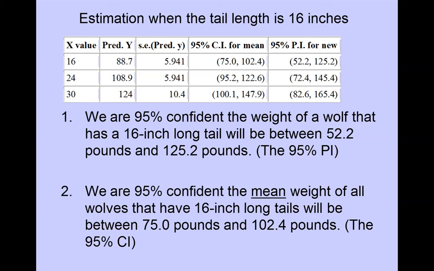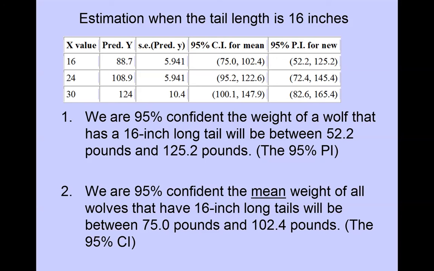So then what we want to do is go back to our chart. So we're at the top line where the X value is 16, and in the first case we're estimating for a single wolf. So we want to use the 95% PI. So that would be the 52.2 to 125.2 on that line. So I would just write a summary that says, with 95% confidence, the weight of just one wolf that has a 16-inch long tail would be between 52.2 pounds and 125.2 pounds.